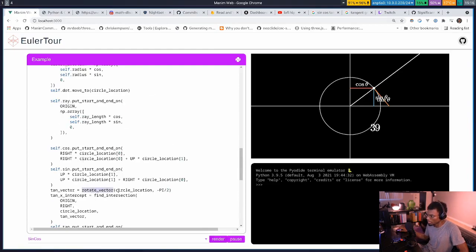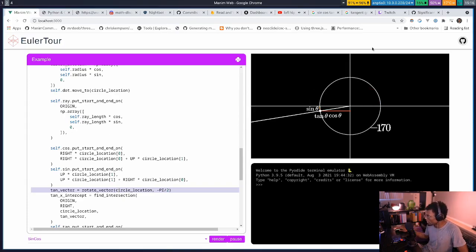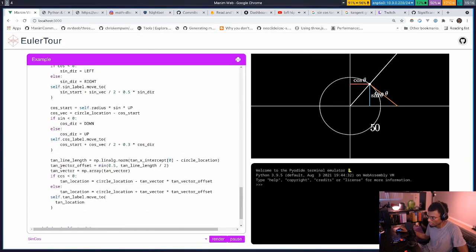So I'm rotating the circle location by pi over 2. Yeah. It's not oriented with respect to the x-axis. What I really want is the vector from that point to the x-axis. So I need a better tangent vector, I think.